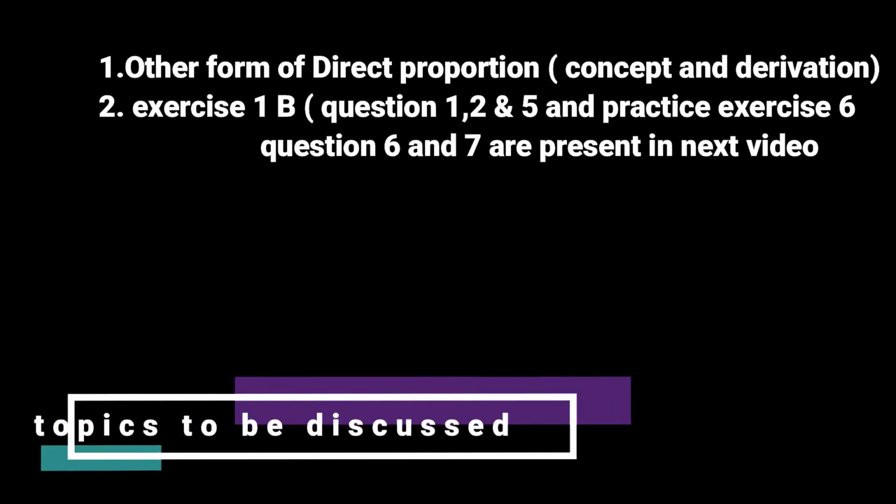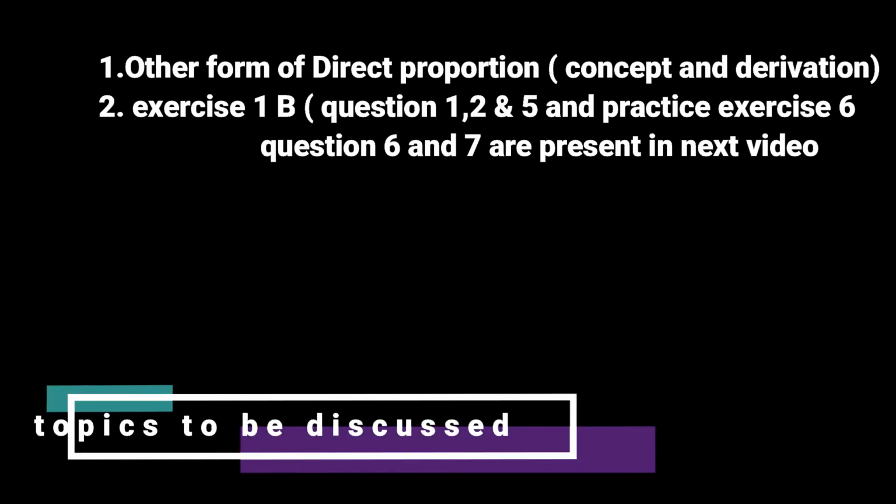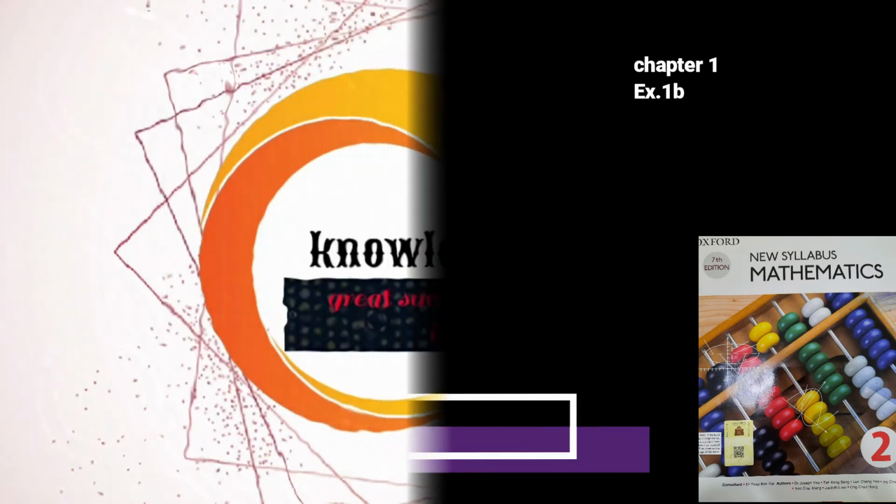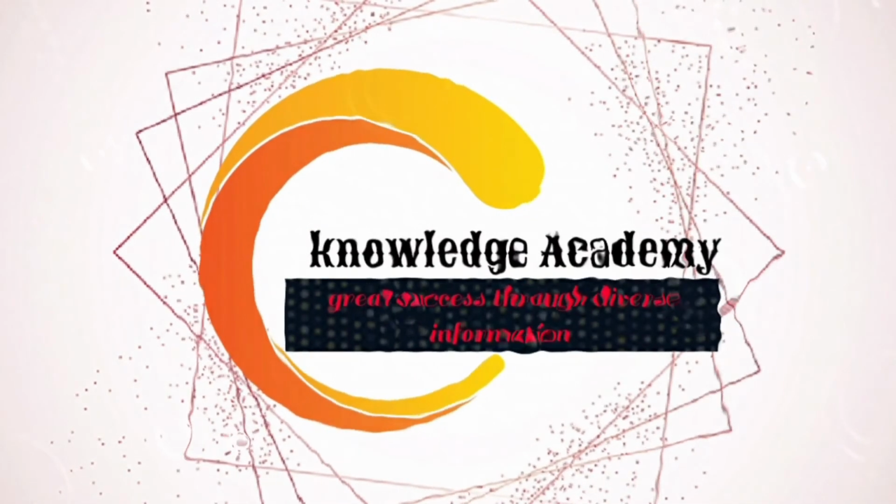Topics to be discussed are other forms of direct proportions, Exercise 1B, Questions 1, 2, and 5, and Practice Exercise 6. For reference, we are using Exercise 1B of this book, so stay tuned.